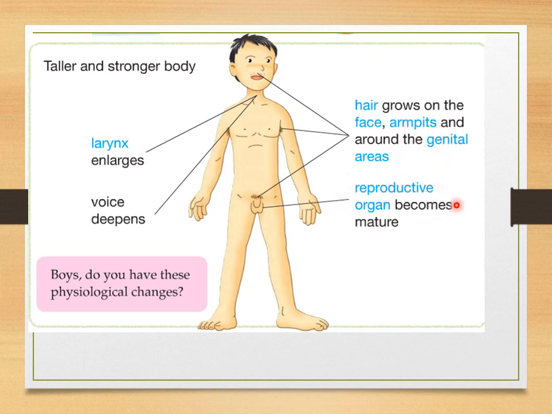And the reproductive organ becomes mature. And also, some boys have wet dreams. The penis and testes grow larger. Testes become mature and produce sperm. Boys, do you have these physiological changes?